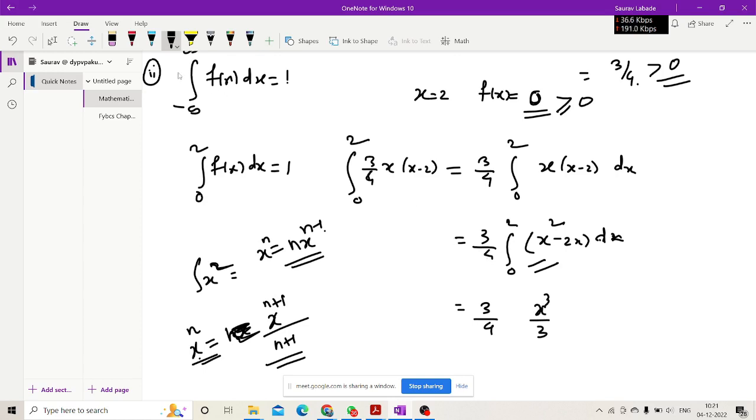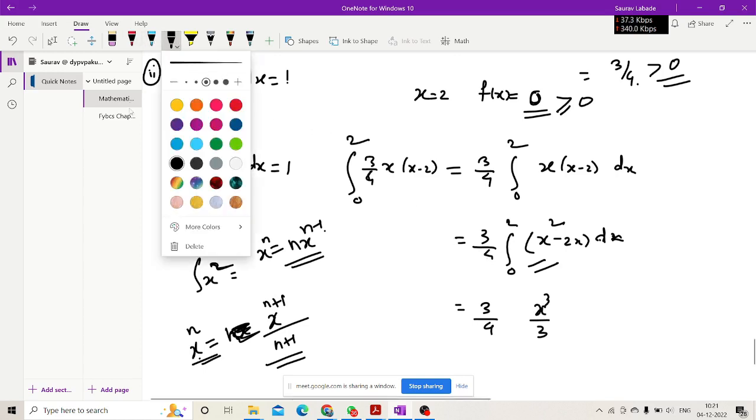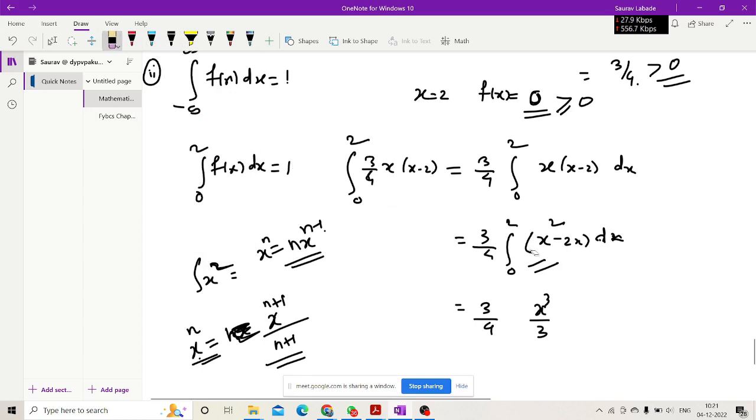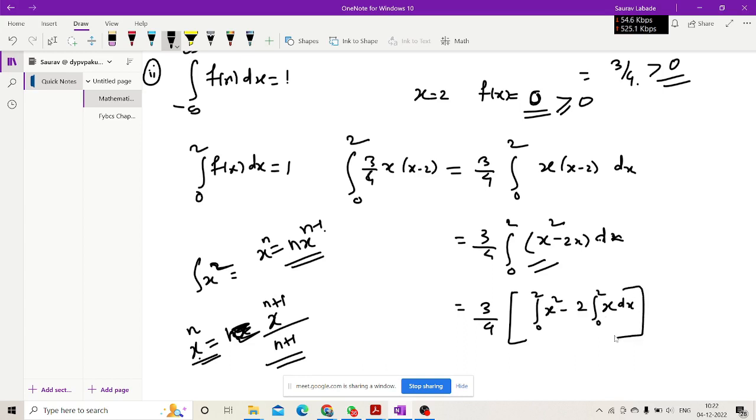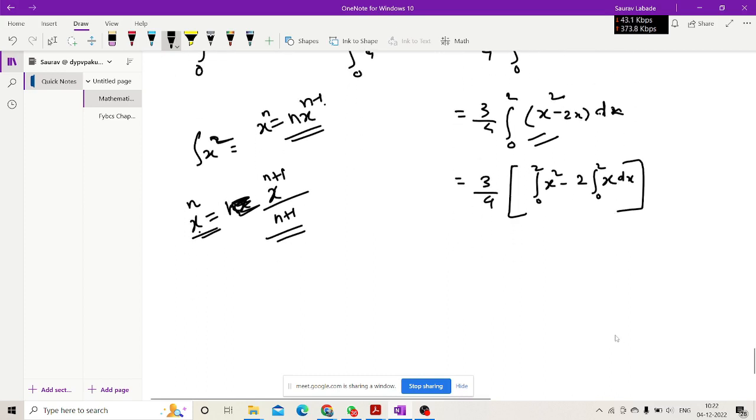Okay, I think we just separate the terms and then we will try to find the integration. Okay. Look now. Yes. So what will happen here? It is integration of 0 to 2 x square minus 2 into integration of x dx. Okay, again the same limits 0 to 2. Okay, so this will become 3 by 4 into what is the integration?